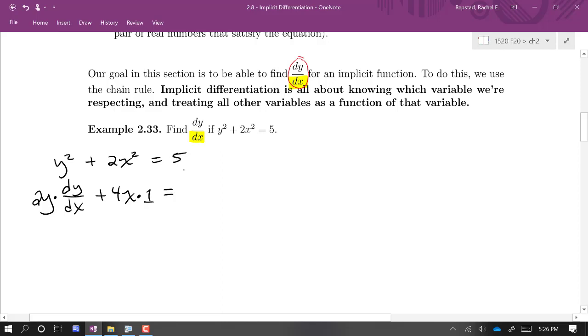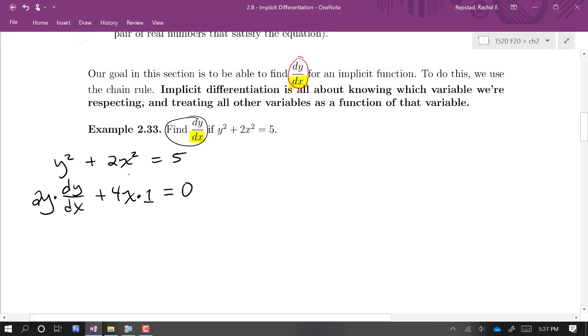And then on the other side, the derivative of 5, well, 5 is a constant, so its derivative is 0 regardless of what variable we're respecting. So look at the result here. We've got an equation where dy dx is in it. We want to find dy dx. That's our goal. That's our charge in this problem. So now we'll use algebra to solve this equation for dy dx.